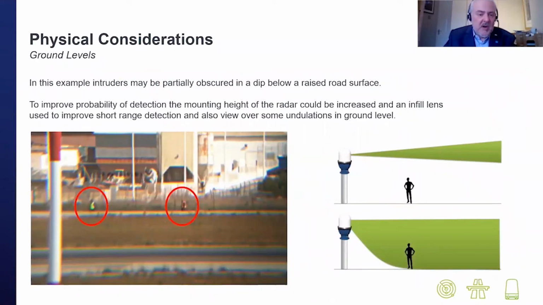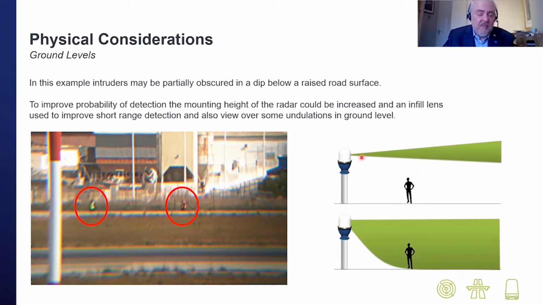Okay, this is a live example on a particular site. It's an airfield somewhere. You can see here potential intruders over near the fence line. They're actually partially obscured because the ground level drops on the other side of this road. So in this particular instance, it'd be a good idea to lift the radar up so that it's got a better chance of seeing down into this area.